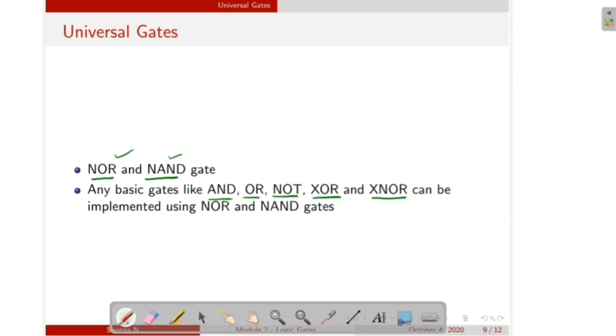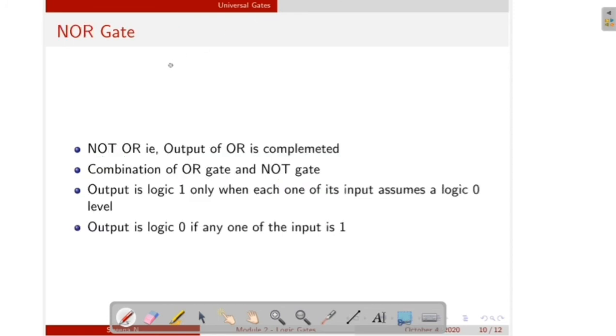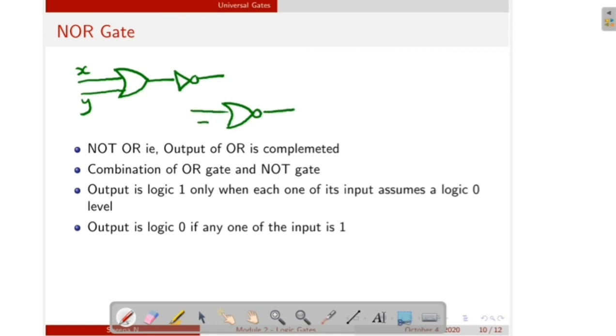So what is a NOR gate? NOR gate is actually NOT OR. You know what is OR gate? This one is the OR gate with two inputs x and y and one output. When you complement the output of this OR gate, this is called a NOR gate. So we can write the logical symbol as the OR gate with the output complemented, so put a bubble here. This is the logical symbol for the NOR gate.